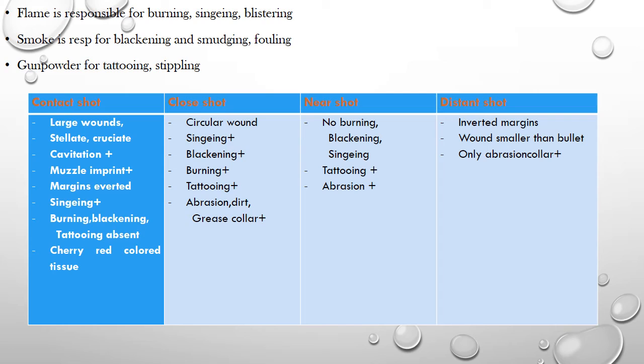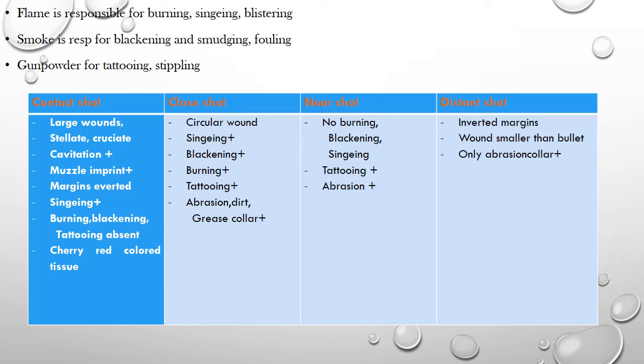The bullet which comes with higher velocity hits the target, but these things will not, so they cannot be seen in distant shot. Here I am giving some differences between contact, close, near and distant shots. In contact shot, the bullet comes with higher velocity, so it will produce larger wounds. The shape of the wound may be stellate or cruciate.